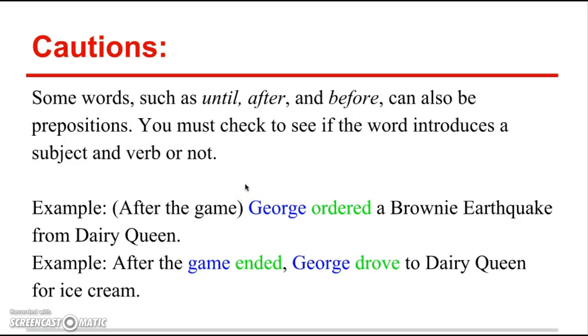A few other cautions. Some words such as until, after, and before can also be prepositions. You must check to see if the word introduces a subject and a verb or not. So after the game, George ordered a brownie earthquake from Dairy Queen. Well, after the game in this case is a preposition. Here we have after the game ended, so we get the full subject and verb. Therefore, we're going to need a comma because this is a dependent clause.